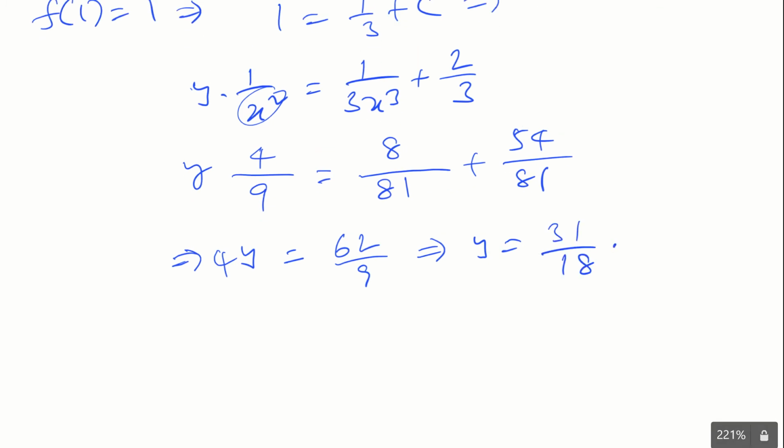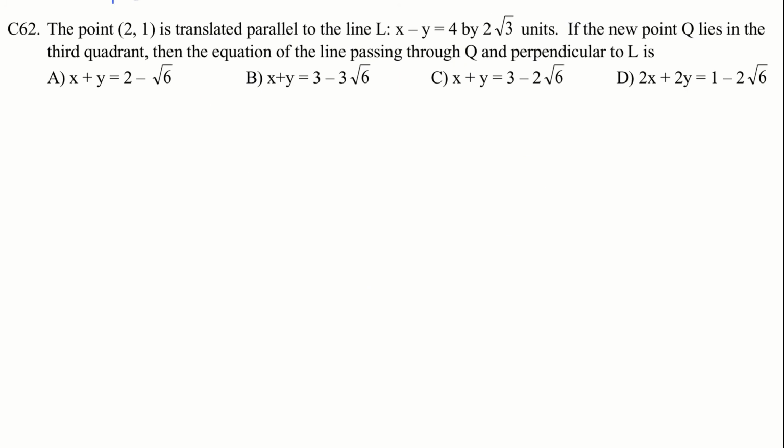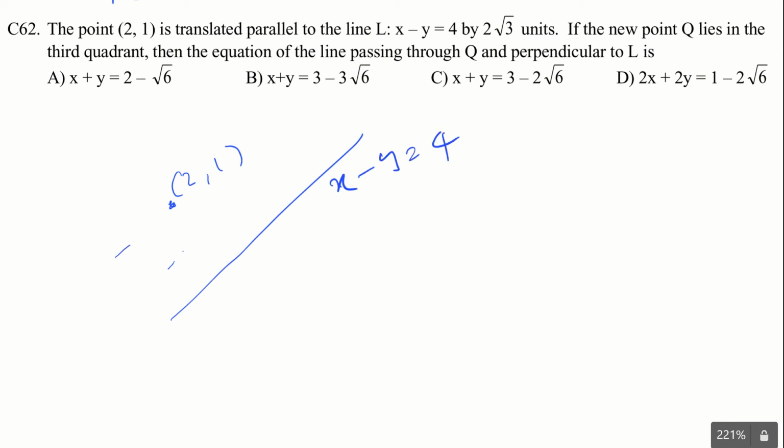Let's go to the next problem. In this problem, you see we have this point 2, 1 translated parallel to the line x minus y equal to 4. So you simply consider the line through this, which will be x minus y is equal to 1. Basically I don't need the line equation, I just need the inclination, which is nothing but 45 degrees, pi by 4.